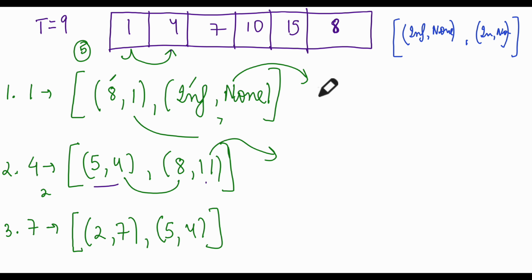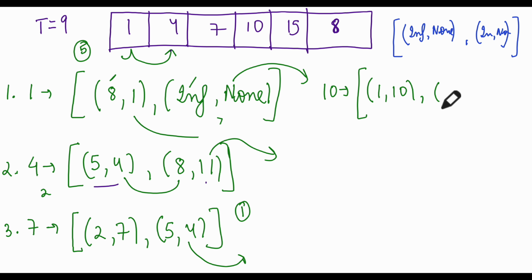Now let us come to the fourth scenario where we have 10. Now with 10, I see that the difference to 9 is 1. Now remember, again, between 1, 2 and 5, 1 and 2 are the closest ones. So I have to move out the 5. I'll move 1 here. So my list will look like 1, it will be 10. And after that, it will be 2, 7.